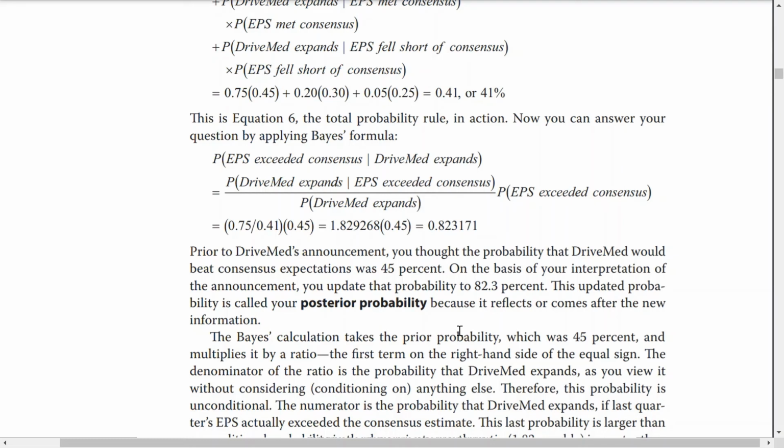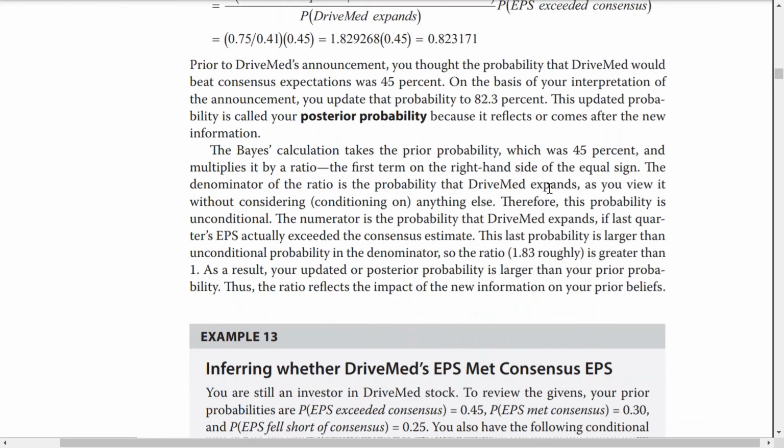On the basis of your interpretation of the announcement, you update the probability to 82.3%. This updated probability is called the posterior probability because it reflects, or comes after, the new information. Bayes' calculation takes the prior probability, which is 45%, and multiplies it by a ratio. The first term on the right-hand side of the equation is the probability without considering any conditions or anything else. Therefore, the probability is unconditional.